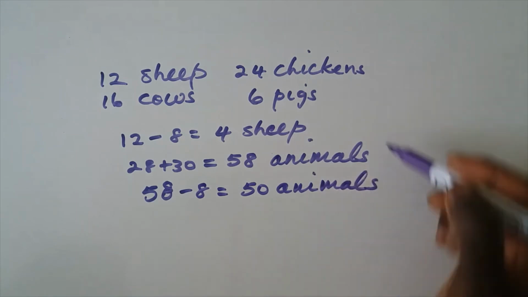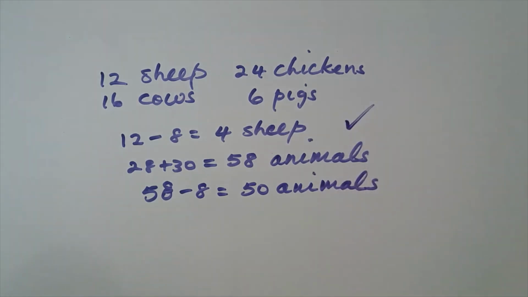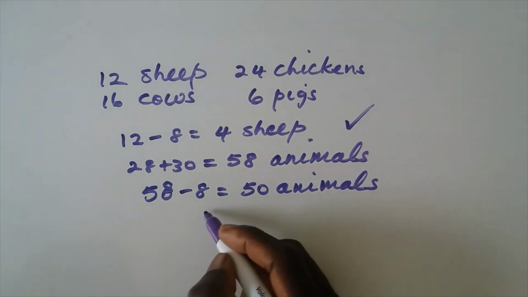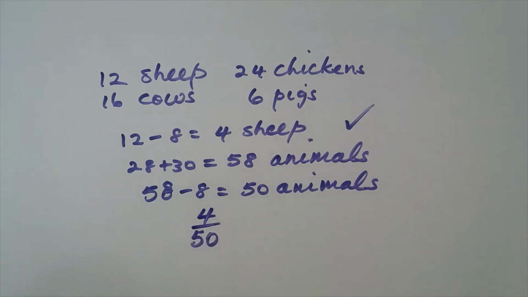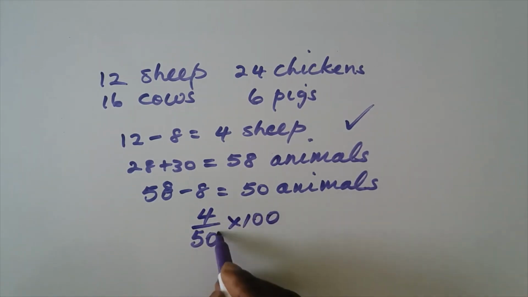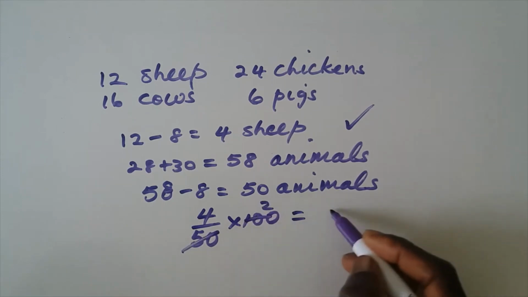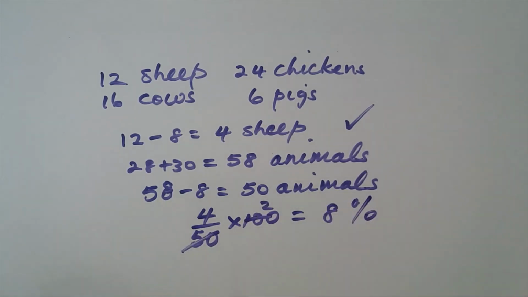In addition to that, she's also left with just 4 sheep. And the question asks, what percentage of her remaining animals are sheep? She has 4 sheep left, and there are 50 animals. If we multiply this by 100, our answer is 8%. So the percentage of sheep remaining of all the animals is just 8%.